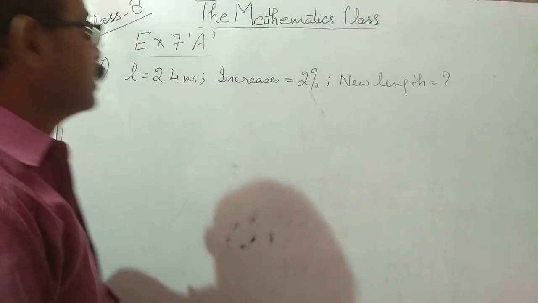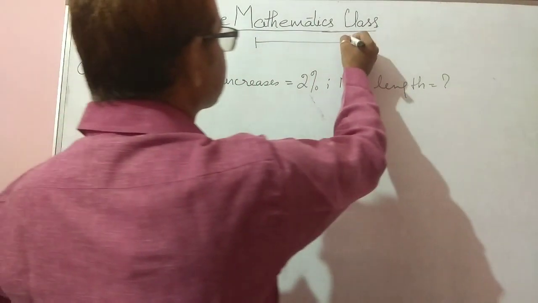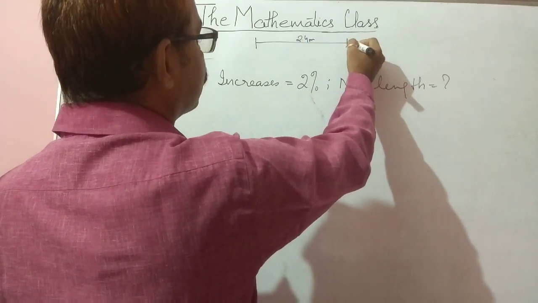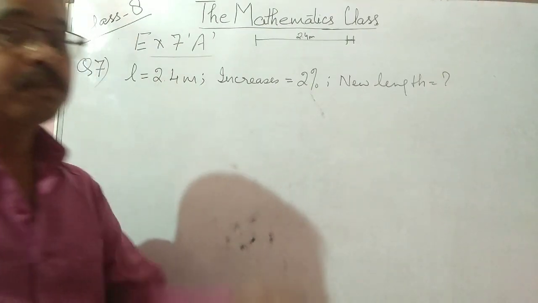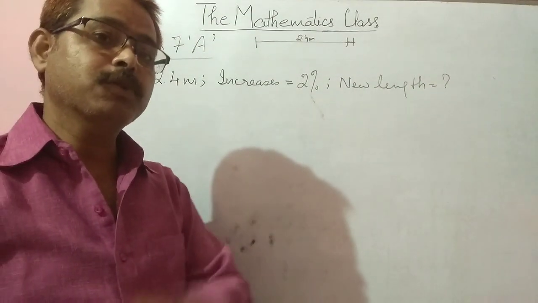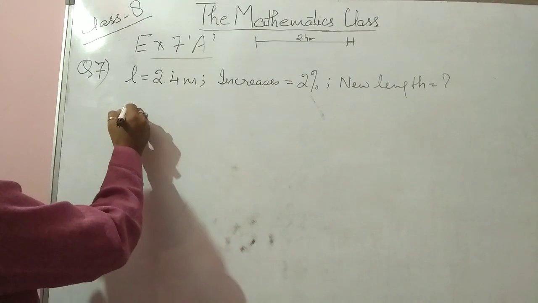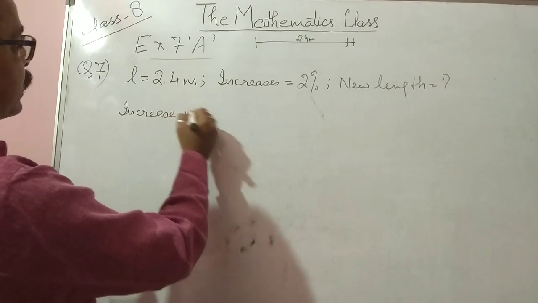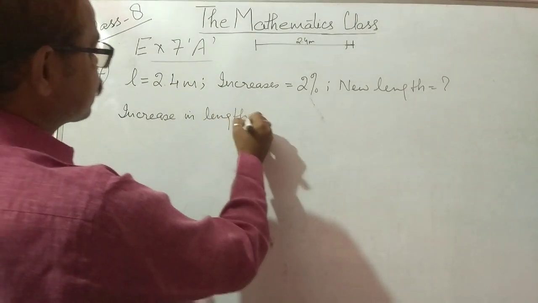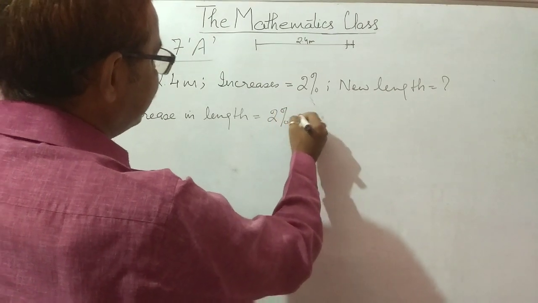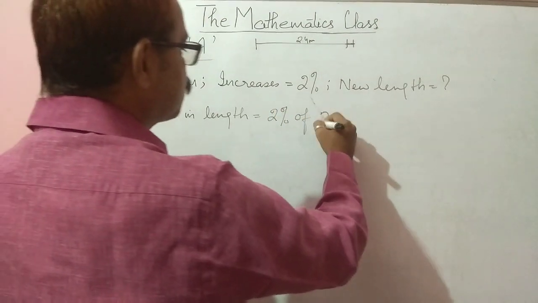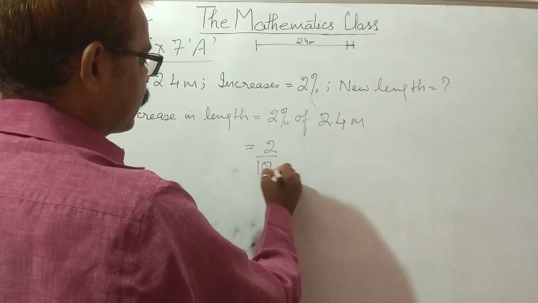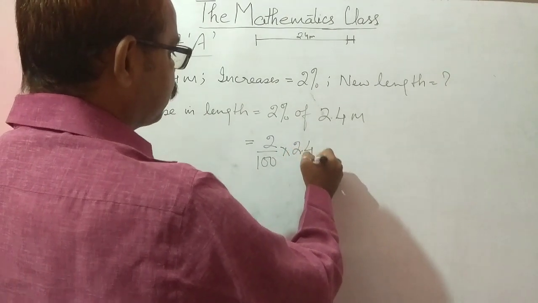Now what is the meaning of this? A bar is 2.4 meters long, and after heating it increases by 2% more. So 2% of what? 2% of original length. So what we are going to find? We are going to find the increase in length. That is 2% of what? 2.4 meters. It means 2 upon 100 into 2.4 meters.